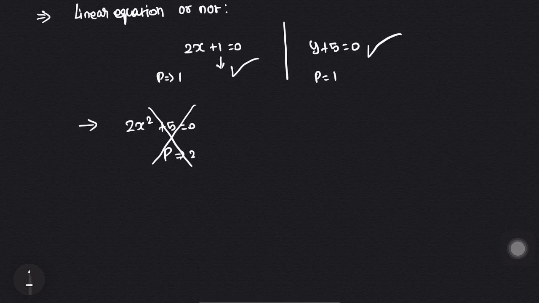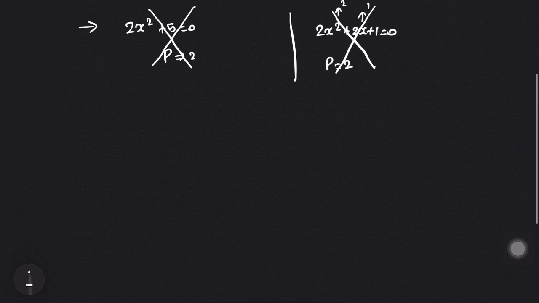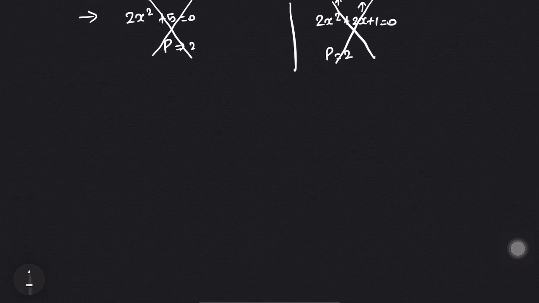And 2x square plus 2x plus 1 is equal to 0. So here the powers are 1 and 2, but the maximum power is equal to 2. So this equation is also not a linear equation. Now, linear equation in two variables.